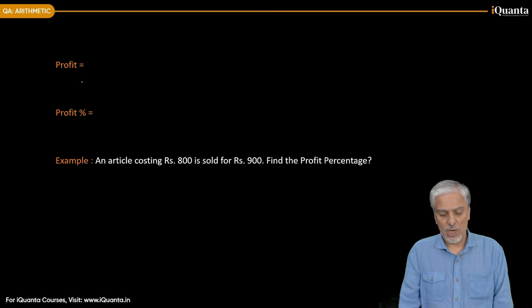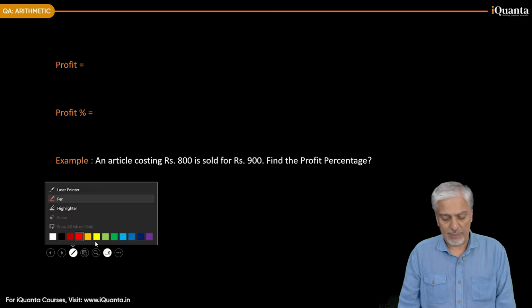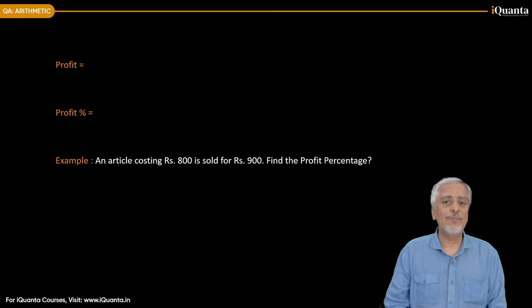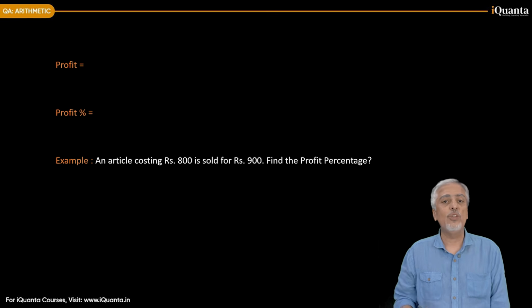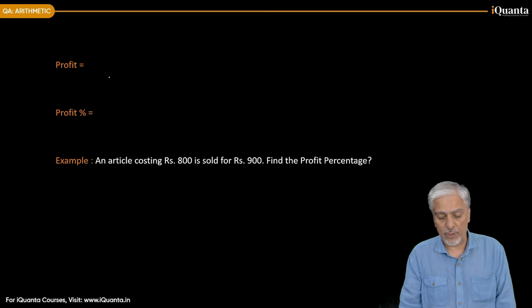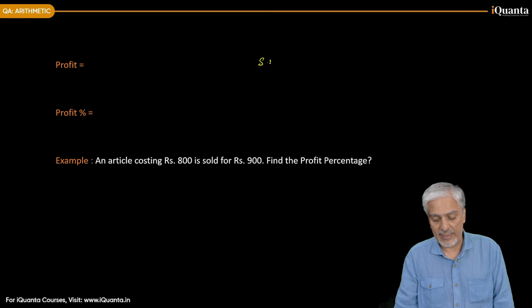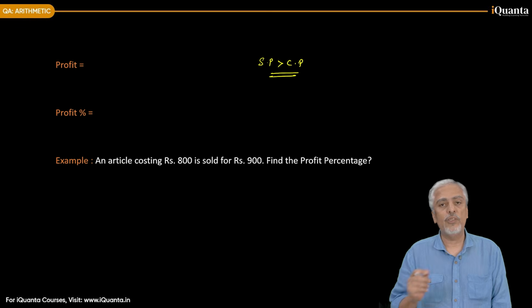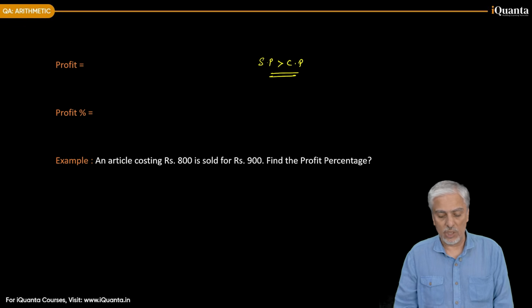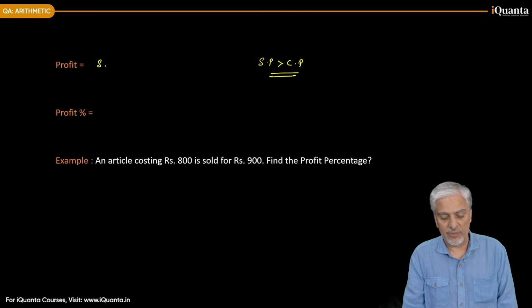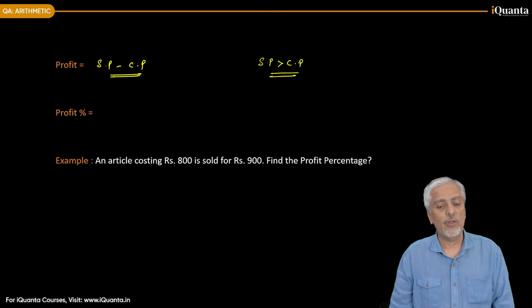First is profit. When do you make profit? So when I say I'm a businessman and I deal in some products, I buy something and sell something. When do you make profit? You obviously make profit when your selling price is greater than your cost price. You will make profit only when your selling price is greater than your cost price. And what will be the formula for profit? Profit will be selling price minus the cost price. That's the formula for profit.